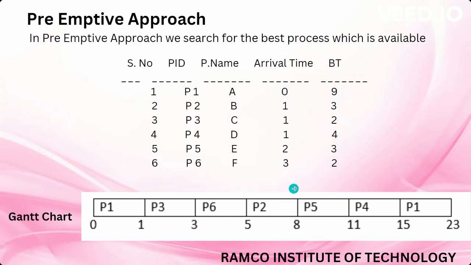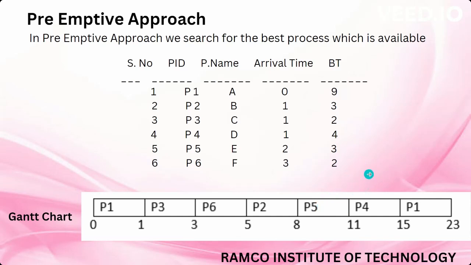So the next process is P5. P5 has the least burst time compared to the other processes, so P5 will be scheduled next. P5 completion time is 11, because the burst time is 3. So 8 plus 3, 11.